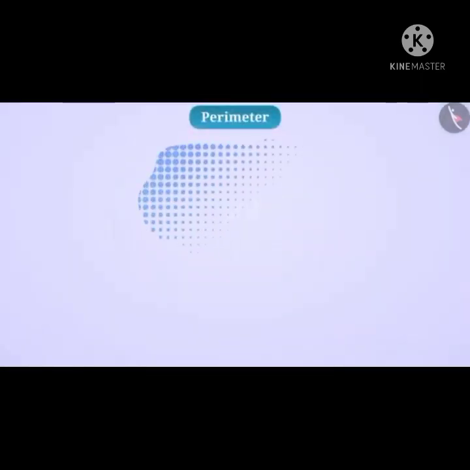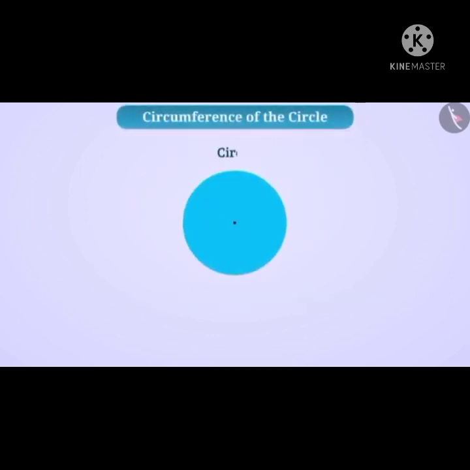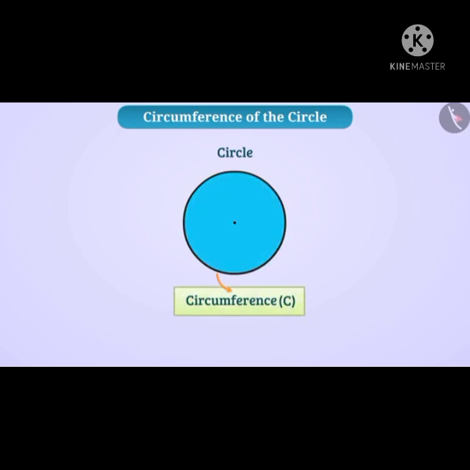We know that the total length of the boundary of a closed figure is called its perimeter. In the context of a circle, we call it a circumference. That is, the length of the boundary of a circle is called its circumference. We denote it as C. Let us perform an interesting activity to know how to find the circumference of a circle.